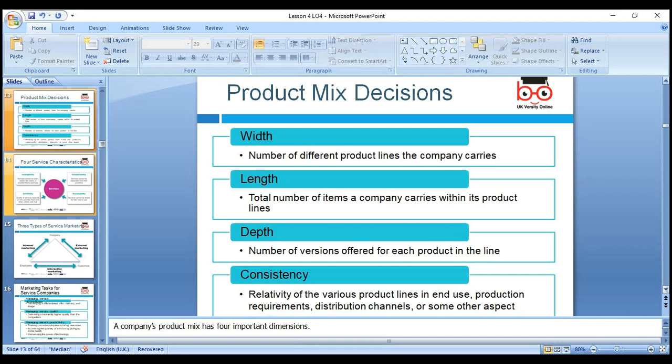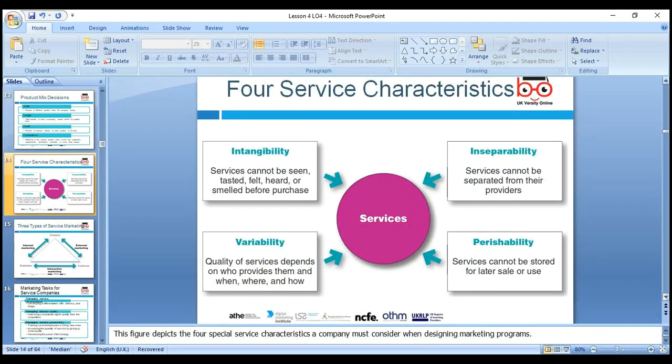So if we look at washing liquid, how many do we have, how many sizes do we have? Then depth, the number of versions offered of each product, and consistency, the closeness of the various product lines in terms of requirements and distribution channels, all of this we need to consider. So in a service, what do we need to look at?